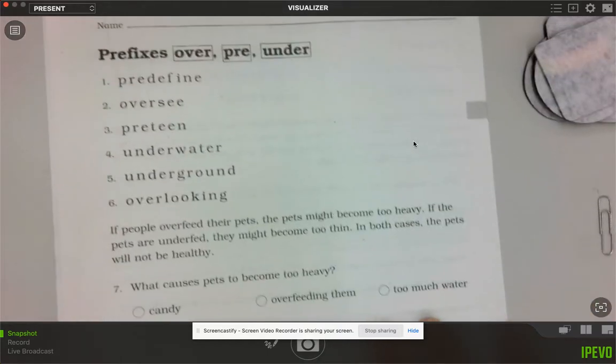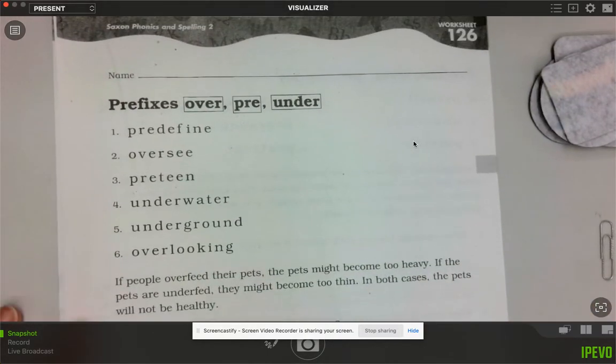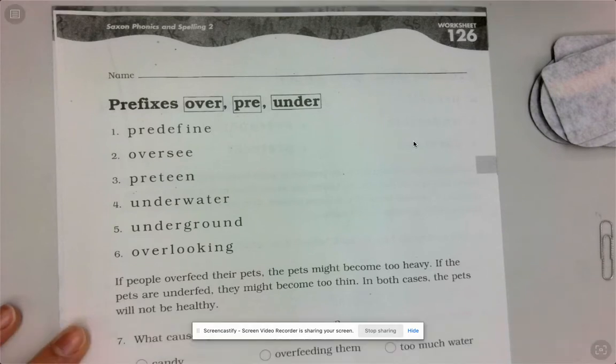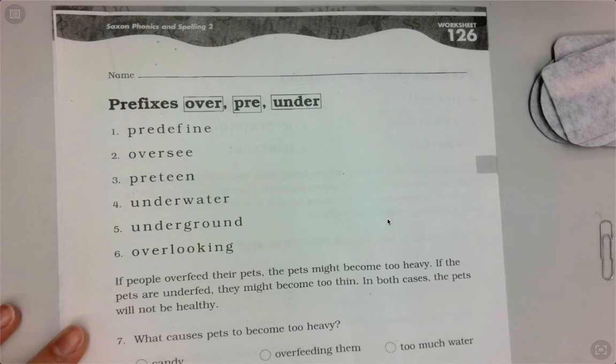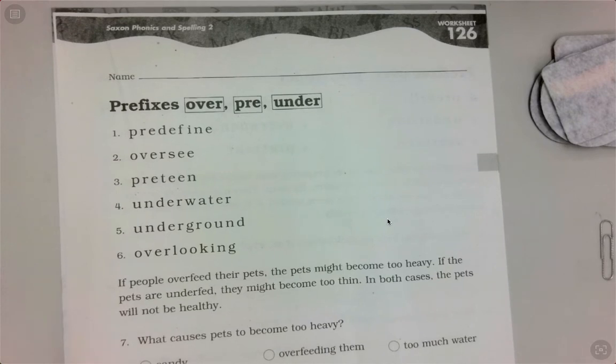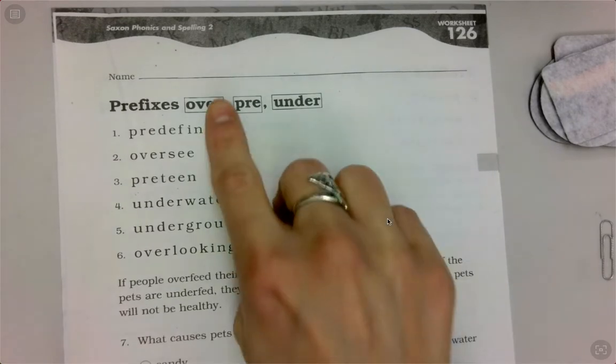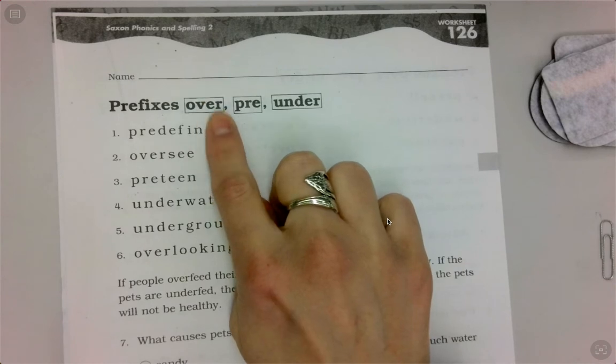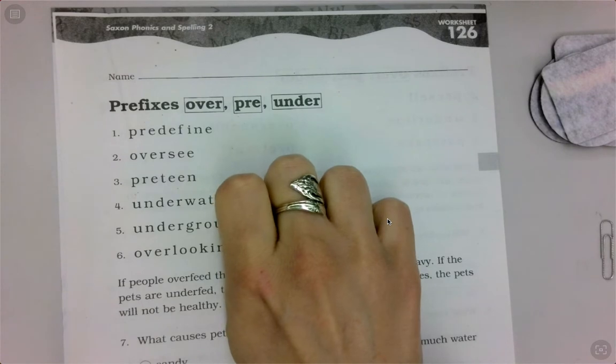Hi, second grade. All right, we are going to do worksheet 126, and these are prefixes: over, pre, and under. Okay, prefixes, don't forget, are always in the beginning, and we always box in prefixes or suffixes. Prefixes are always at the beginning of words.